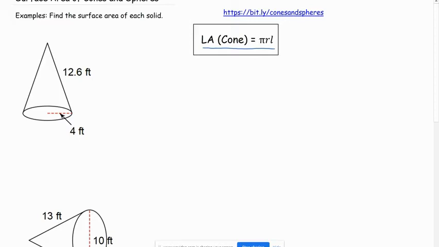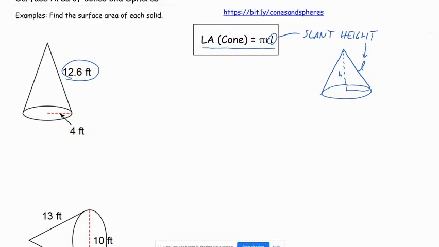So to get the lateral area, we'll use pi r L, where L is the slant height of the cone. Whenever you have a cone, this is the slant height. This would be called just the regular height, but the slanted height of the cone, we use the letter L for, and that's referred to as the slant height. So for this first example, our slant height is 12.6. So we'll say that's L.